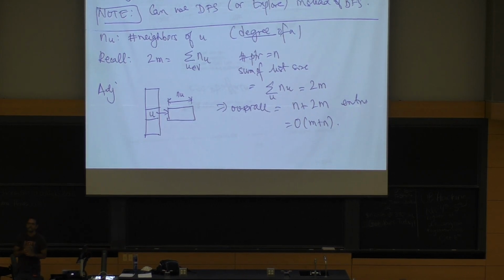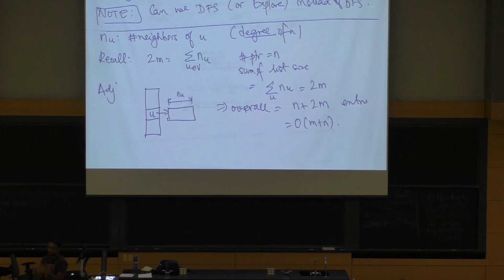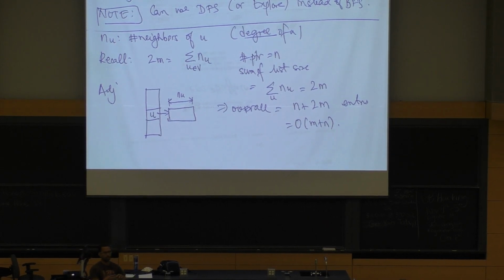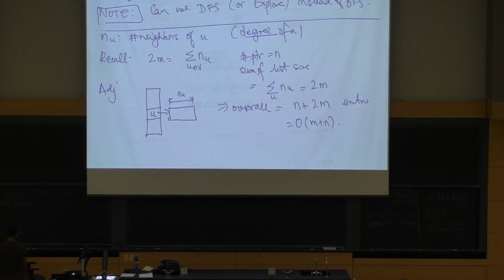This is why it was useful to be a bit more careful. When looking at the size of the list of a vertex u, you could have said it's O of n, and that would be a valid upper bound. But bounding it by n of u allows you to have this slightly better estimate.